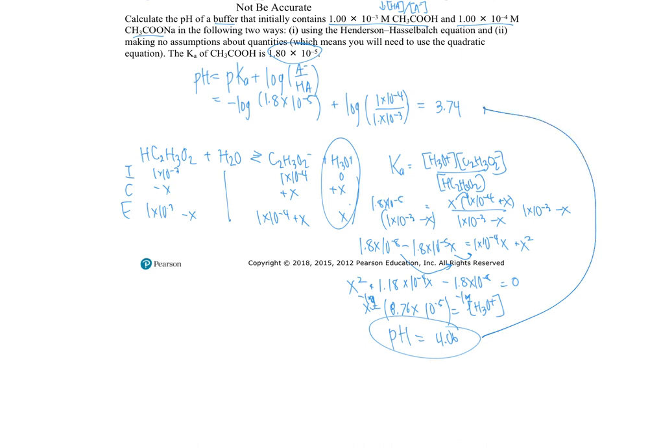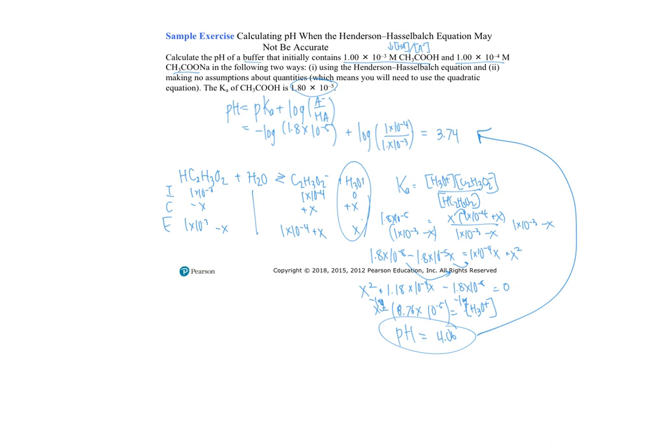I'm off by quite a bit from the approximation. My approximation assumed that I would be a lot more acidic than I am. So when you don't meet those criteria because your concentrations are not similar enough, they're not off by at least a factor of 10, or they're very low, you need to make sure you do it the long, old-fashioned way.